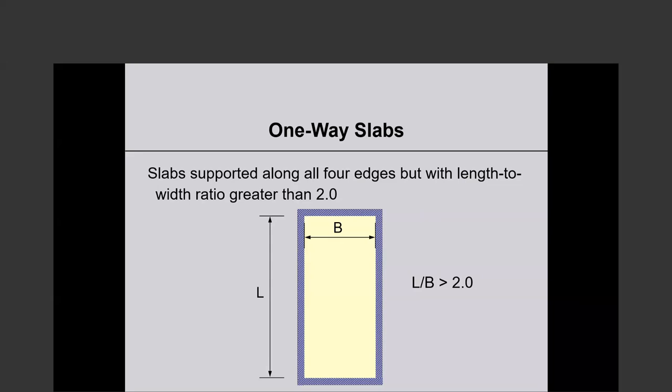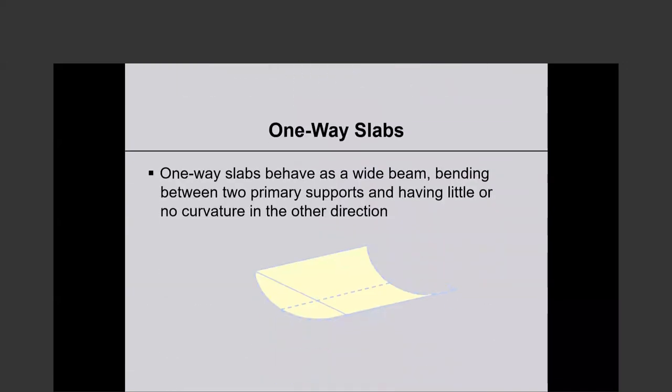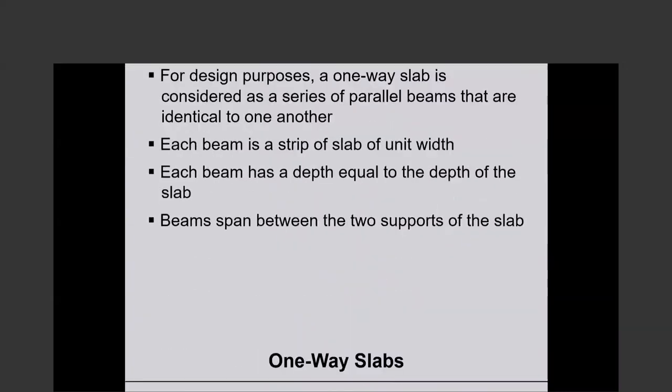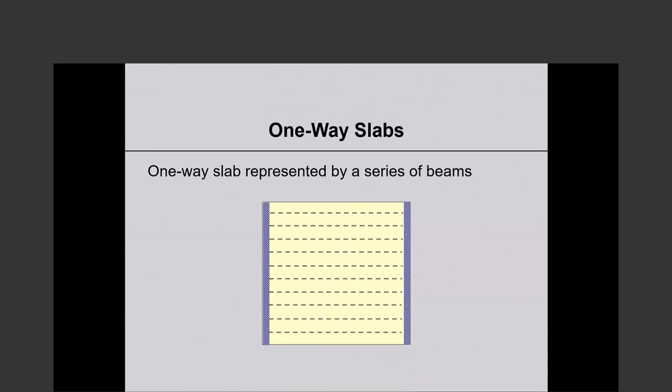Now, when the long dimension to short dimension ratio exceeds 2, the long direction bending becomes almost irrelevant. Very little load is transmitted by bending in the long direction. Almost all the load is transmitted by bending in the short direction. And then we treat this slab supported on all four sides as a one-way slab, a slab like this.